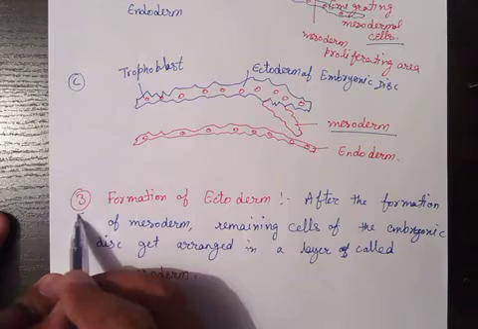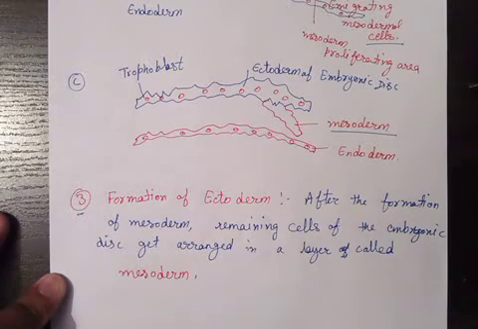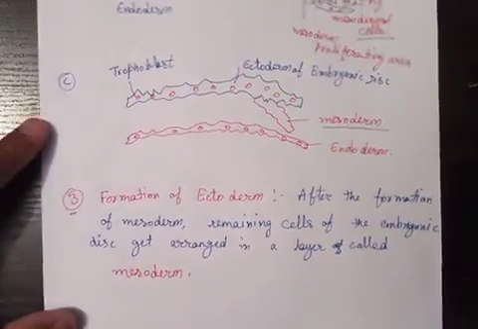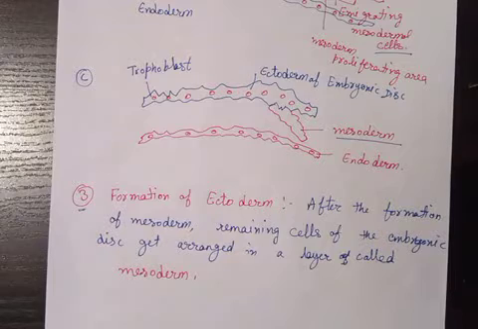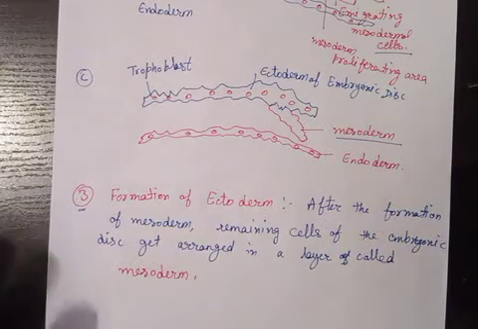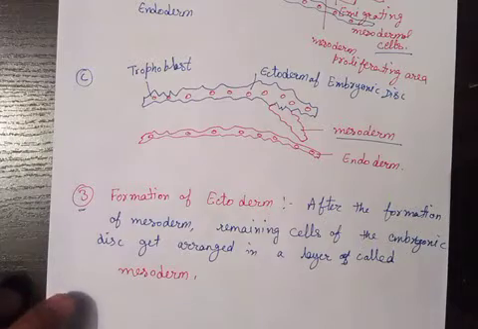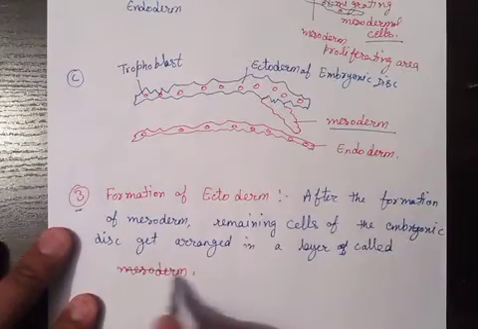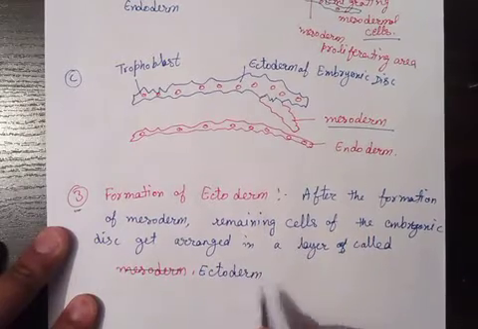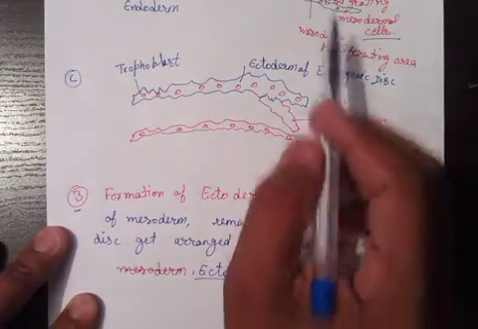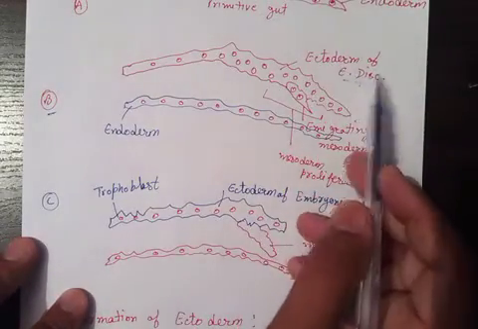Now the third layer, the formation of the ectoderm. After the formation of mesoderm, the remaining cells in the embryonic disc convert into a layer called ectoderm. So here I have already written the ectoderm of the embryonic disc.